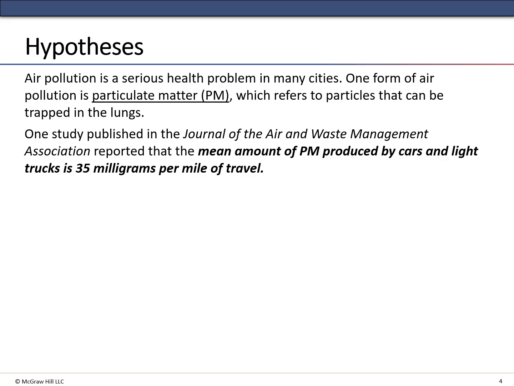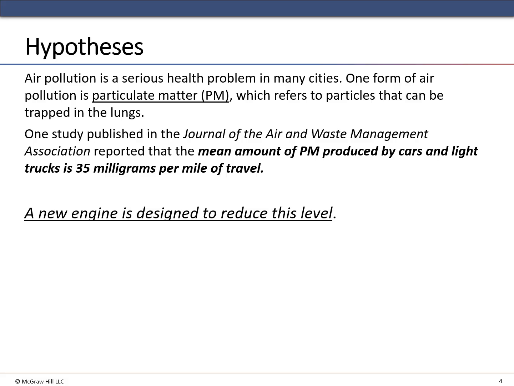Air pollution is a serious health problem in many cities. One form of air pollution is particulate matter, which refers to particles that can be trapped in the lungs. One study published in the Journal of Air and Waste Management reported that a mean amount of particulate material produced by cars and light trucks is 35 milligrams per mile of travel. A new engine is designed to reduce this level.